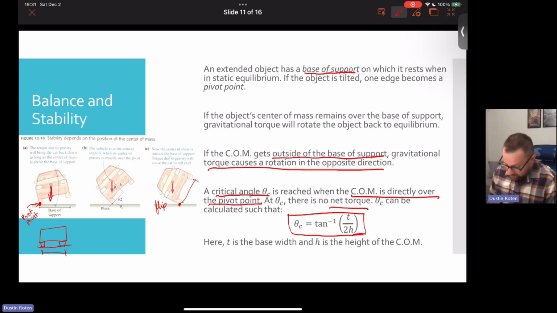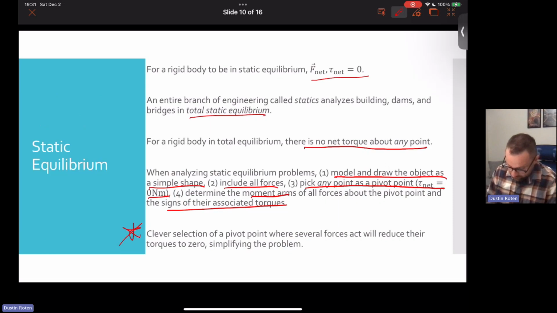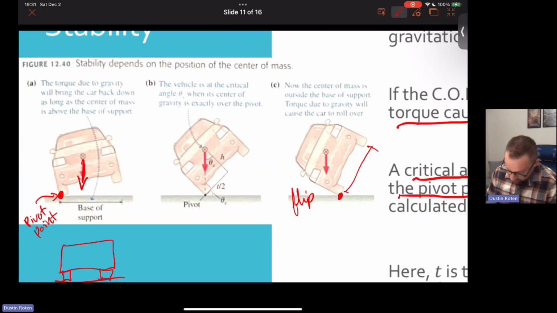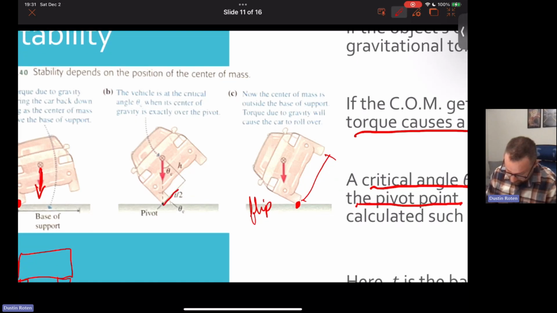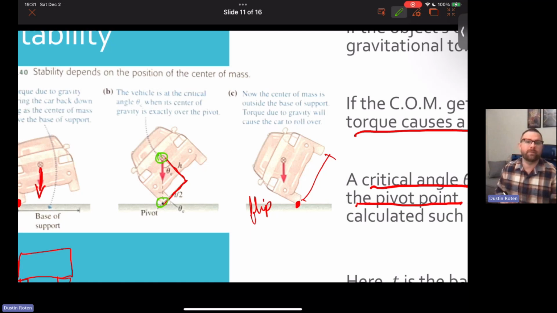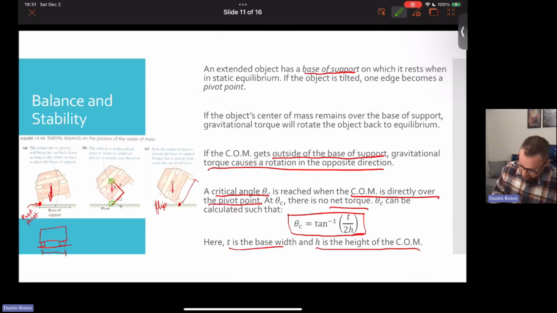Here, T is essentially the base width, and then height is the height of the center of mass. You can see these labeled here. Here's the base. Notice only half of it is labeled T over 2, because we're only looking at the distance to the center of mass, right? And then we also have the height here. That calculation will give us the critical angle. You'll notice that the center of mass is actually right over the pivot point, and that's going to cause the car to balance.